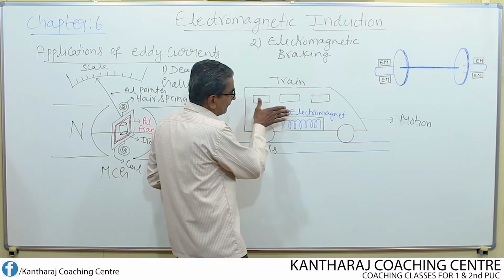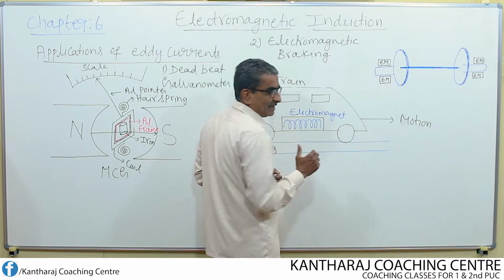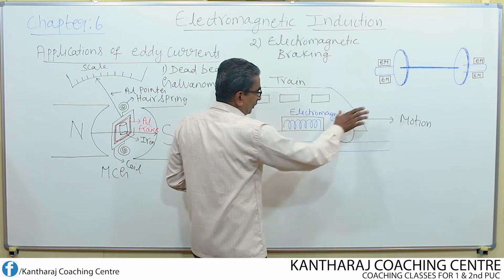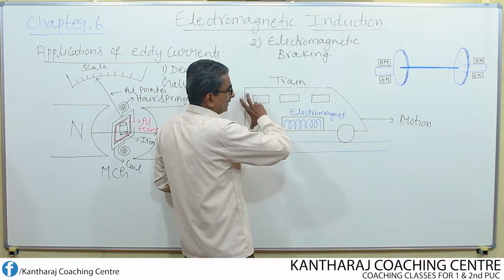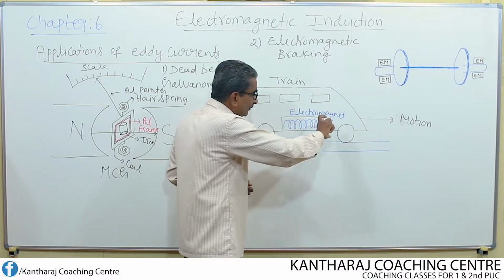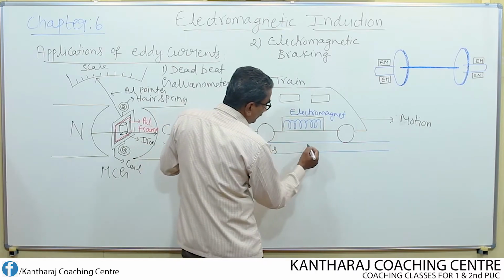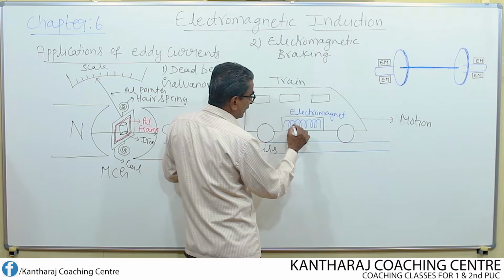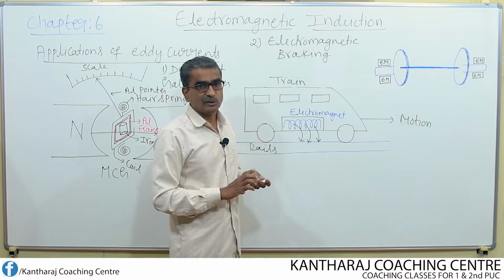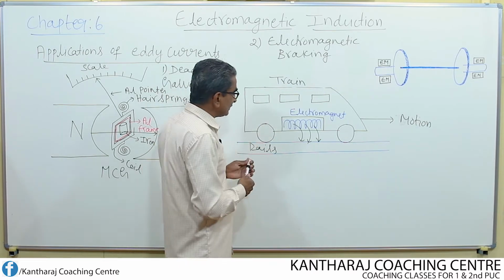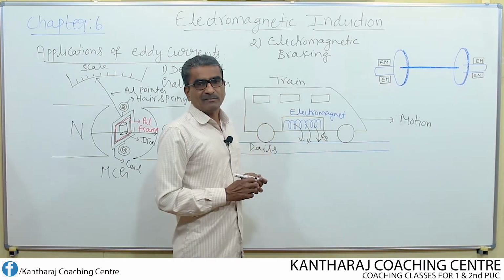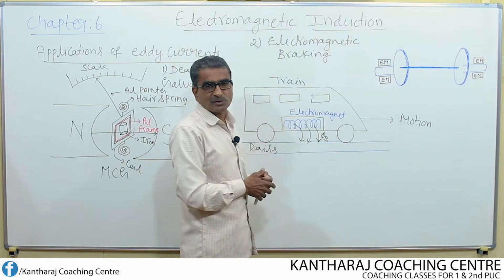Since there is a relative motion between the train and the rail, relative motion means motion of one object with respect to another. So here the train is said to be in motion relative to the fixed rails. Because of relative motion, the magnetic flux produced by the electromagnet, which gets linked up with the rails, keeps on changing. Let us consider this as magnetic flux linking with the rail, which changes due to the motion of the train.